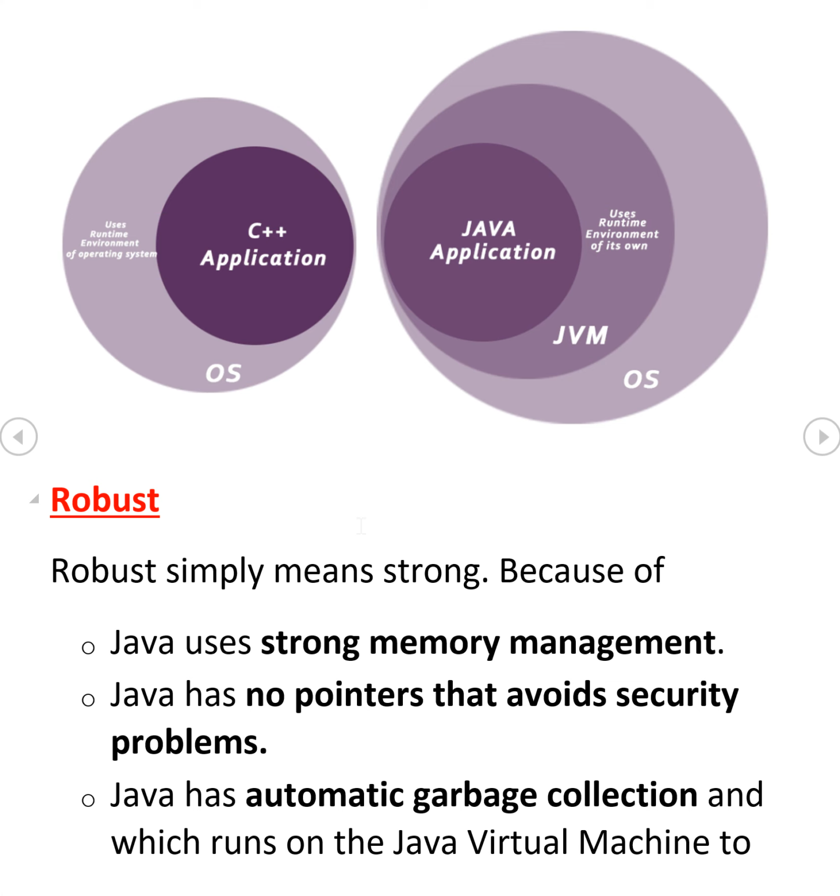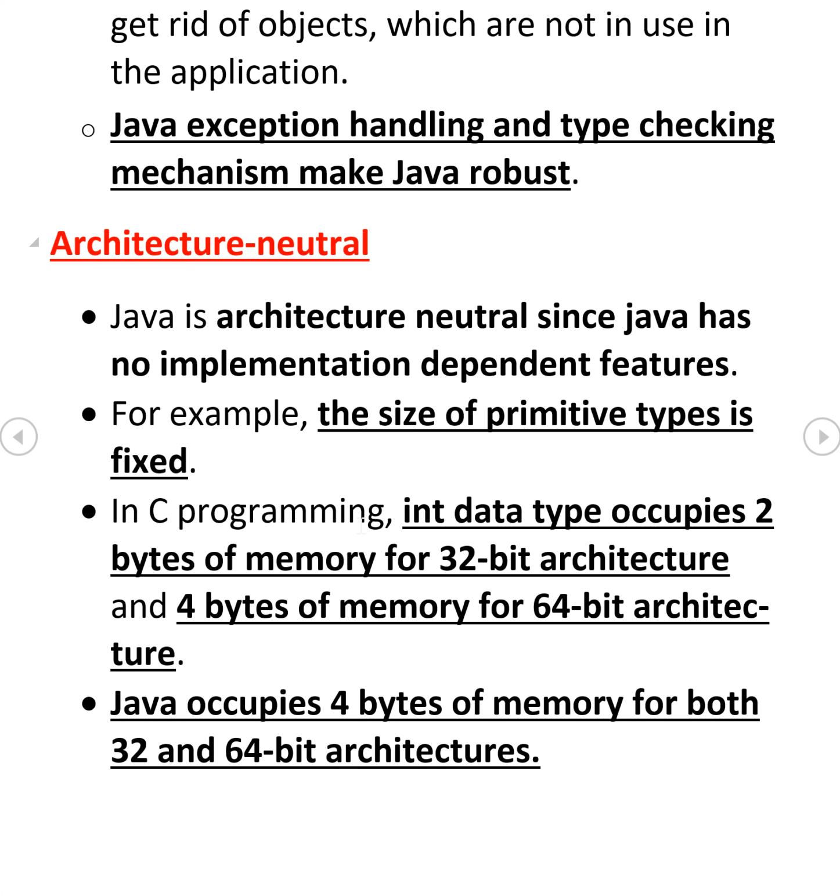The next feature is that Java is robust. Robust means strong. Java uses strong memory management. It has no pointers, which avoids security problems, and it also has a garbage collector, which runs on the Java virtual machine. So it makes Java robust and more secure than any other language.